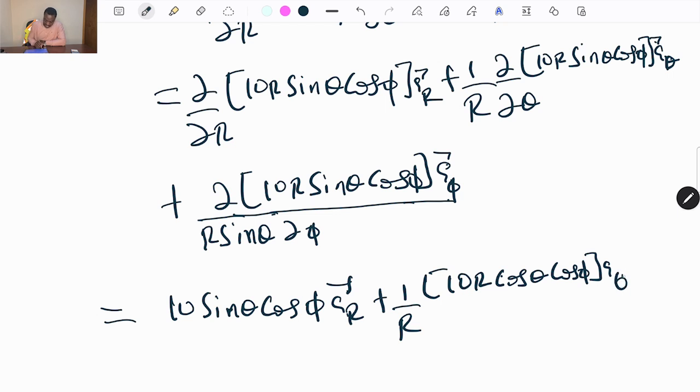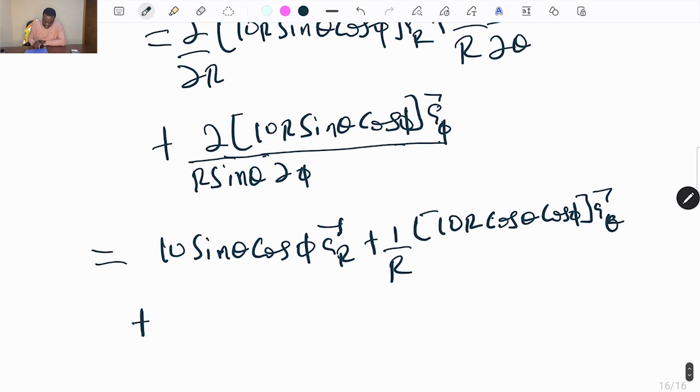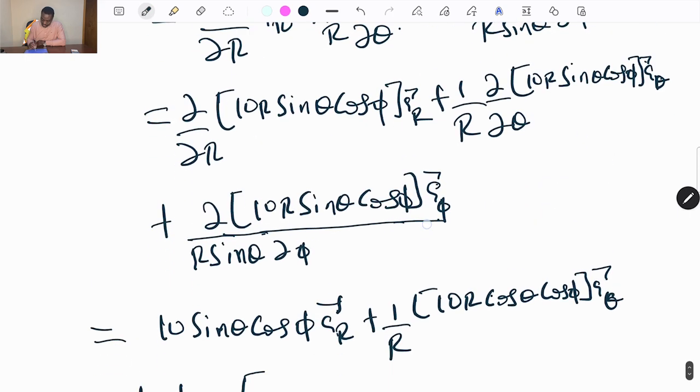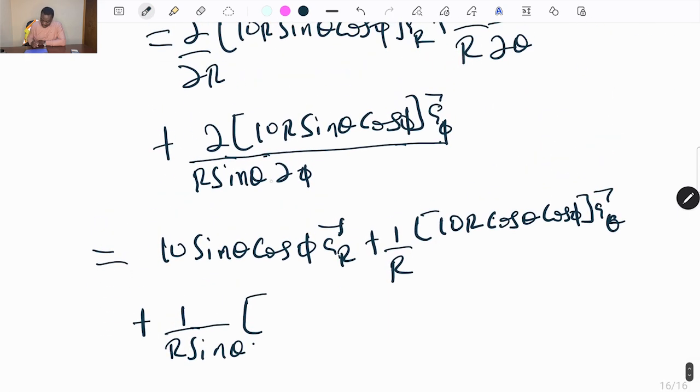Then we have plus 1 over r sine theta, into the bracket, we differentiate with respect to phi. So we have cos phi, you differentiate cos phi, you get minus sine phi. So we have minus 10r sine theta sine phi here.